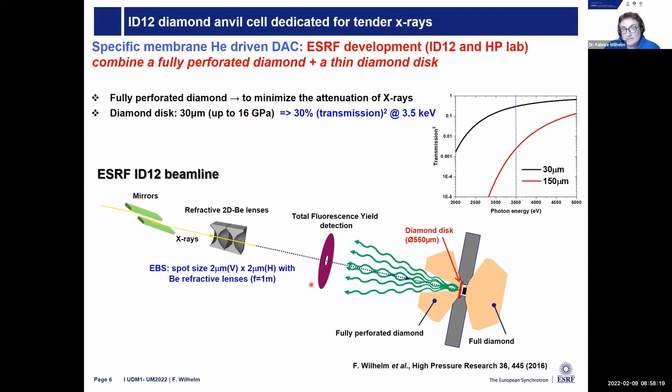As a detection system, we are using the total fluorescence yield detection in a backscattering mode because transmission is no longer possible. And as a focusing system, we are using two-dimensional beryllium lenses, which have been shown to work pretty well even in this energy range and allow us to have a beam spot size as small as 2 micron vertical and 2 micron horizontal.